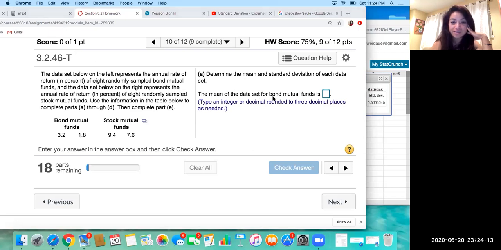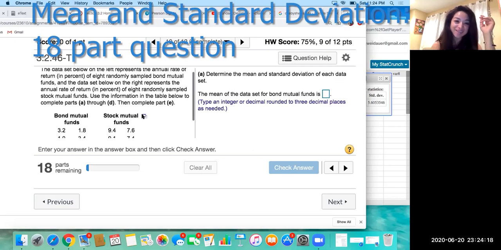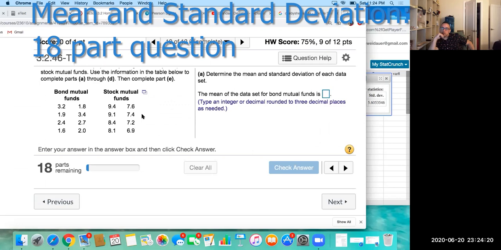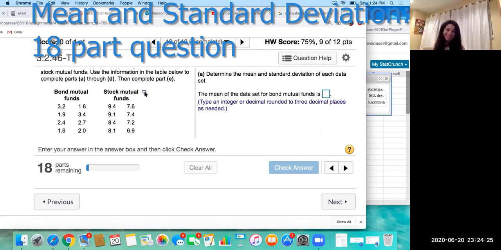Every time I see these questions now, I'm like, oh, I don't have to plug anything in. I just type in whatever. StatCrunch. I had no idea how much I was struggling with this stuff.